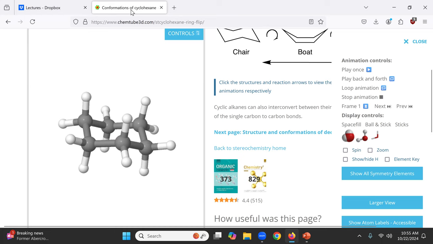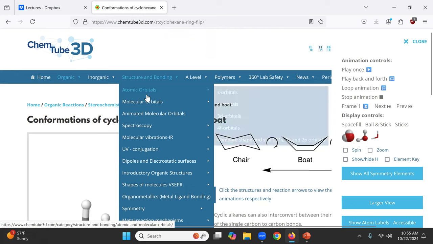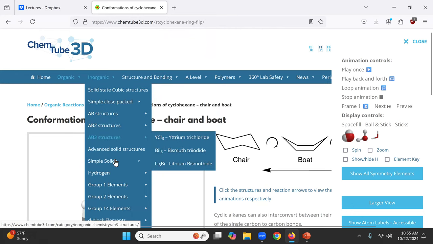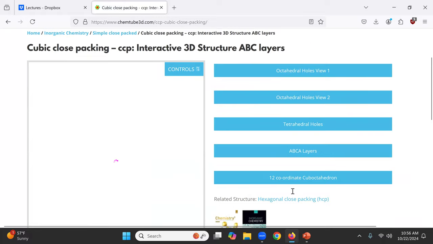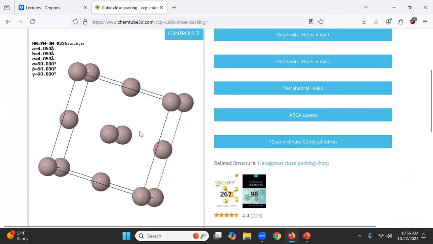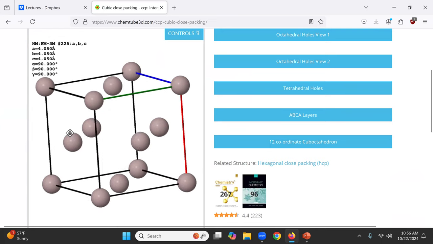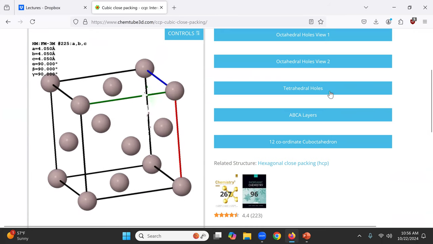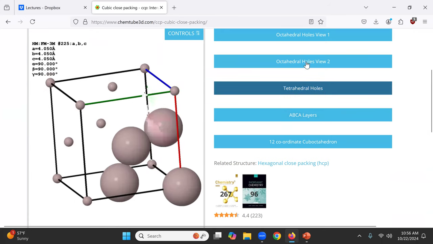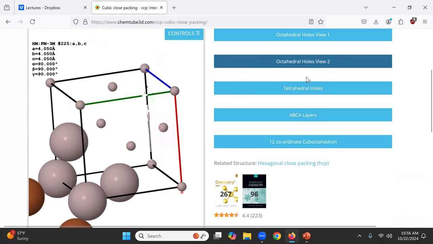ChemTube 3D, I usually use it to teach crystal structures because it does crystal structures really well too. So you want to see something like the whole crystal unit. It shows face-centered cubics pretty well. Click and drag, and then you can see things like, do you remember doing the tetrahedral holes or the octahedral holes? Yeah.